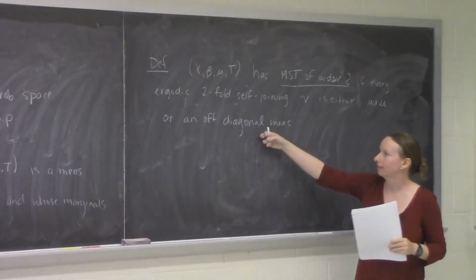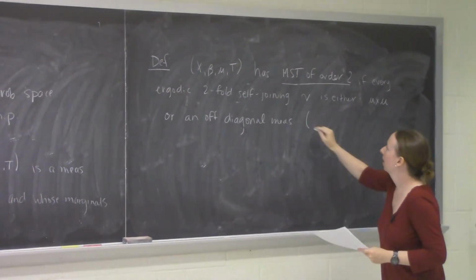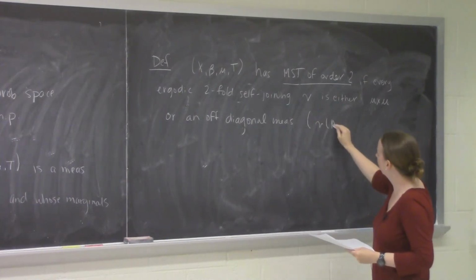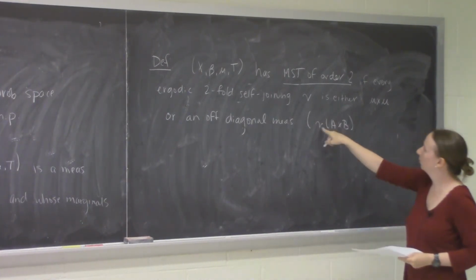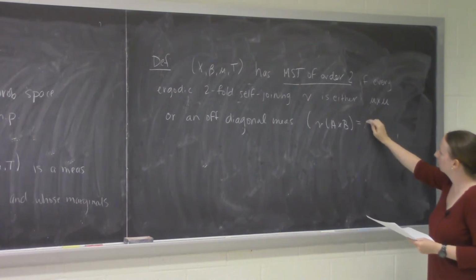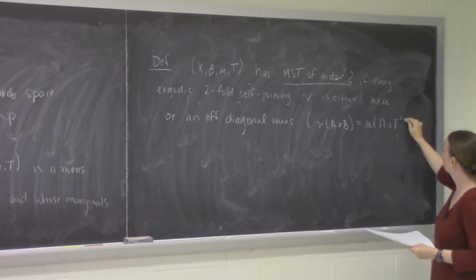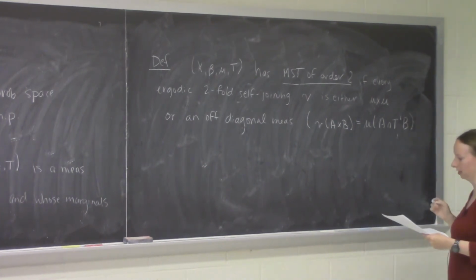Should I say what an off-diagonal measure is? Yeah, okay. So off-diagonal measures are, we'll say, on sets A and B: nu of A cross B is just mu of A intersect T to the i of B, something like this.